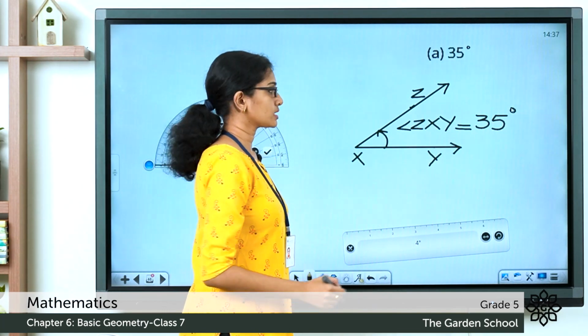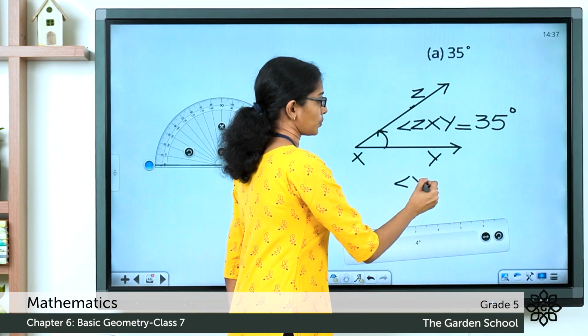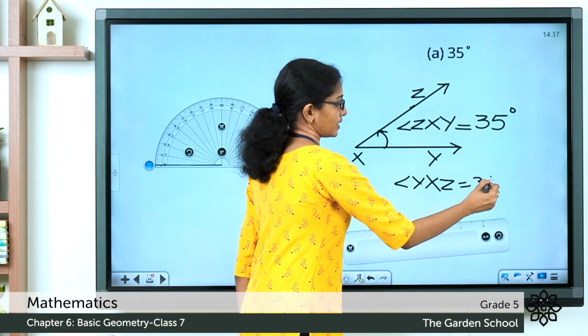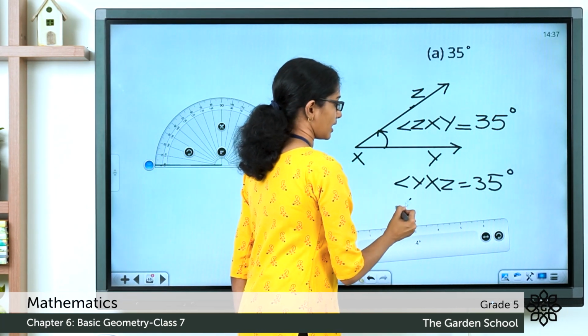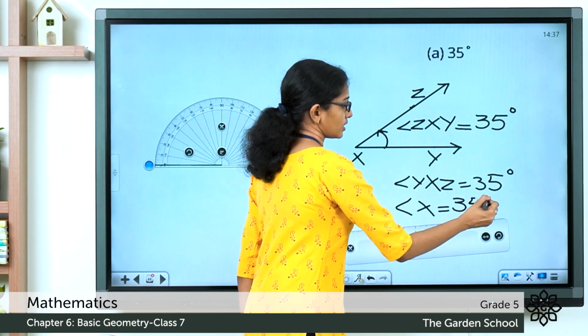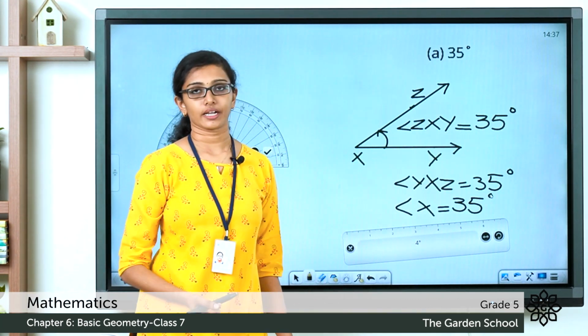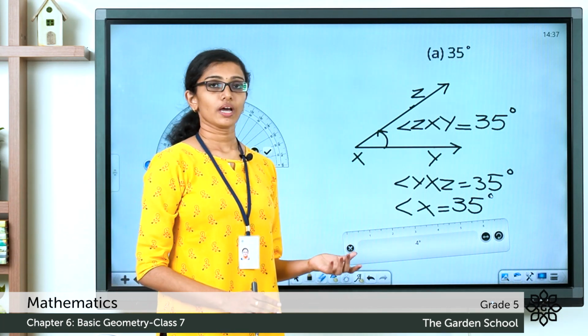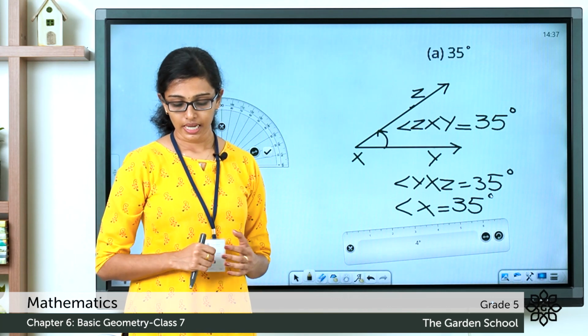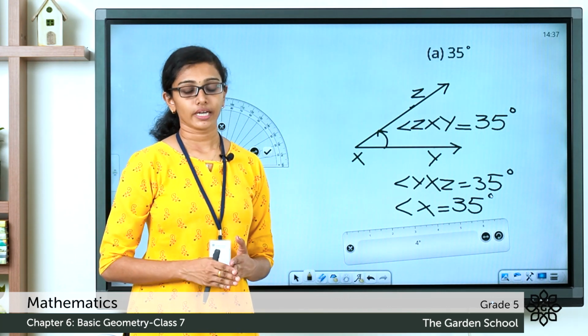You can also name this like angle YXZ equal to 35 degree, or even angle X is equal to 35 degree. All these are correct. Now similarly, you have to draw the angles corresponding to each of the measurements given here in your notebook. Now let's move on to the next question.